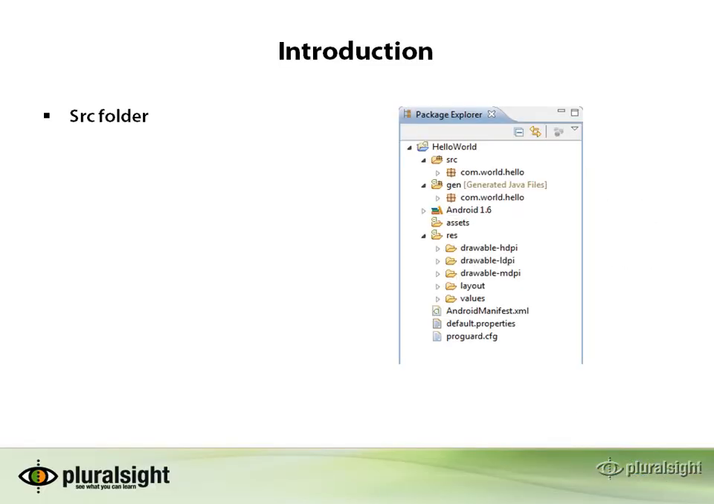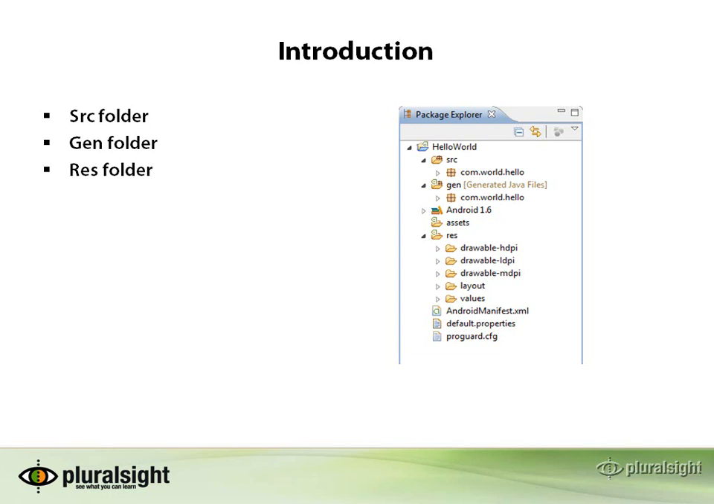The very first thing we're going to talk about is the source folder, which contains all of your source files that you'll be creating for your Android project. Next is the gen folder. As you can guess, this is the generated folder that contains files that are generated for you by Eclipse.